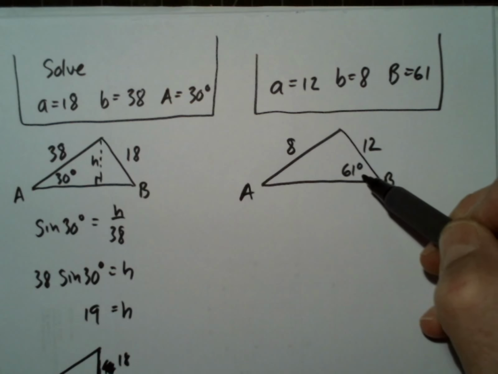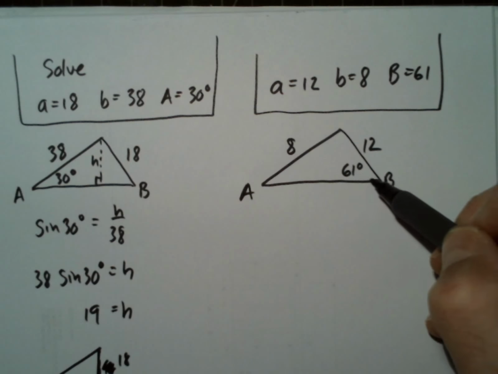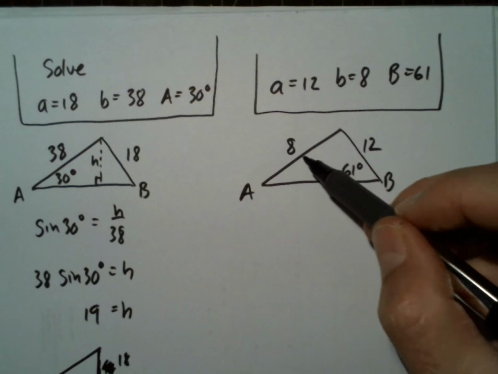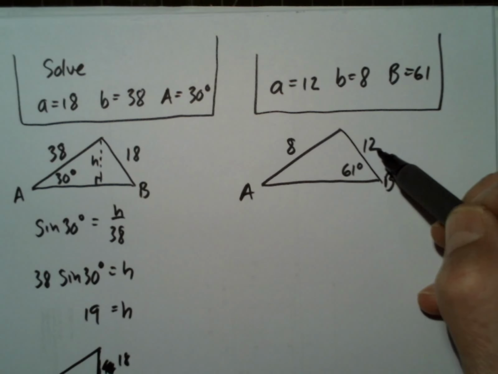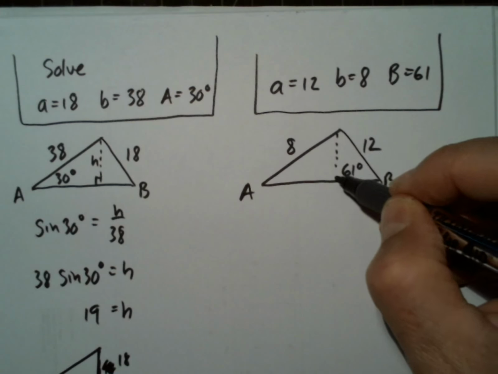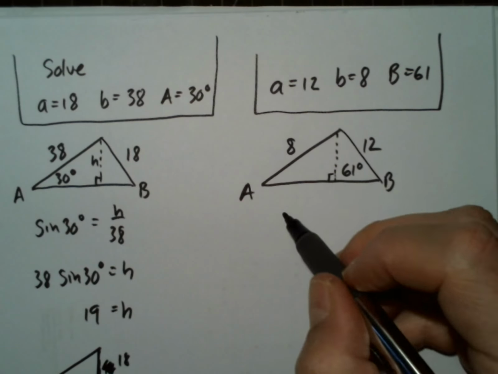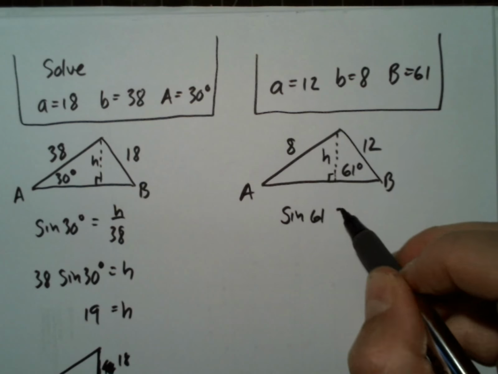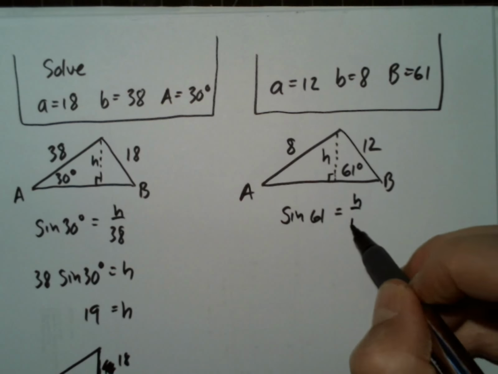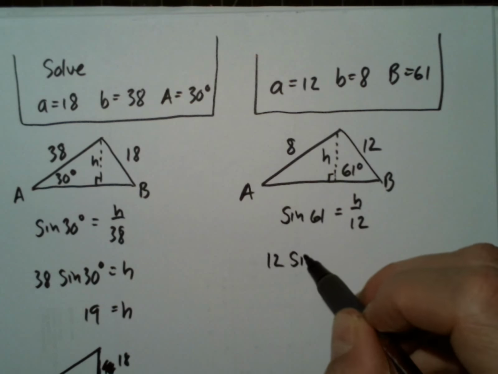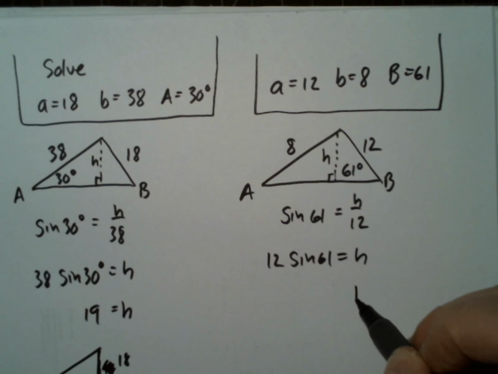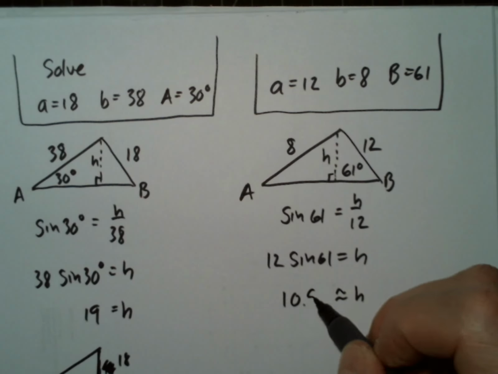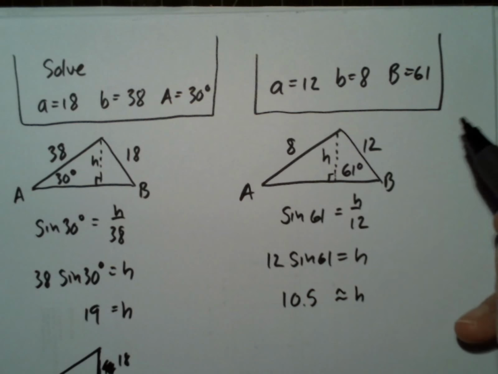All right, B is 61. Opposite of angle B is side B, and we have the opposite is less than the adjacent. There could be two solutions, but we have to check the height. To find the height, sine 61 is h over 12. 12 sine 61 is h, and 10.5 is the height.